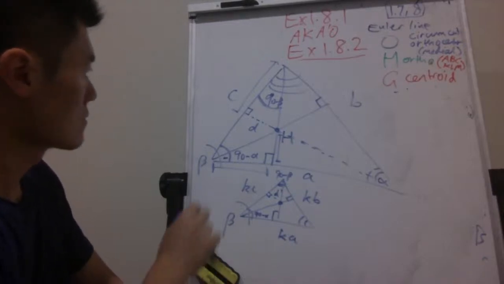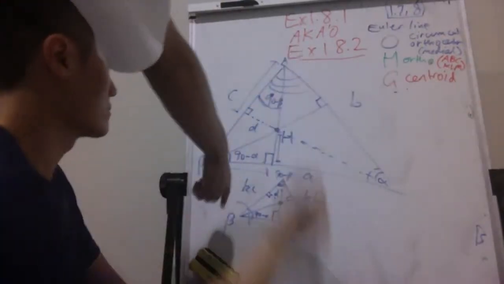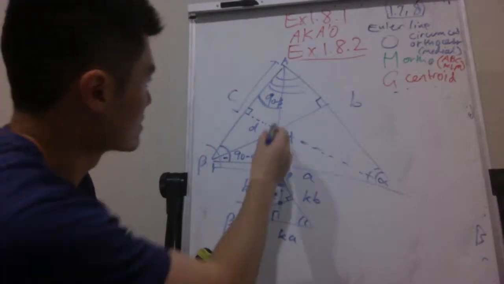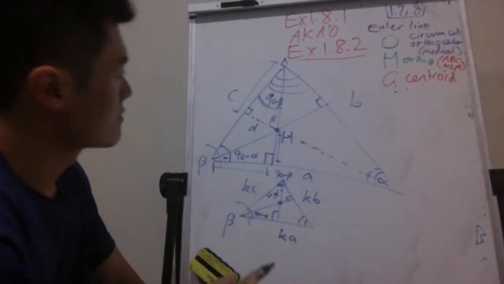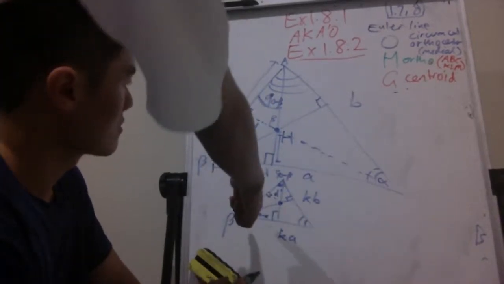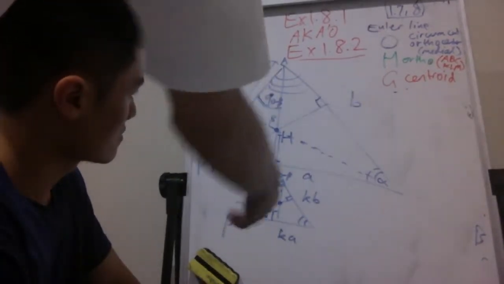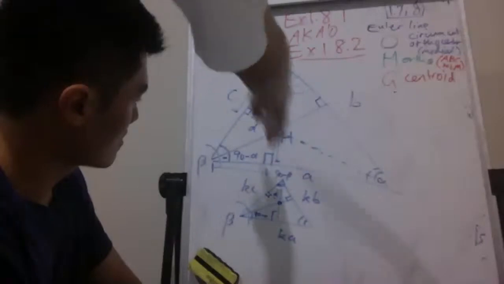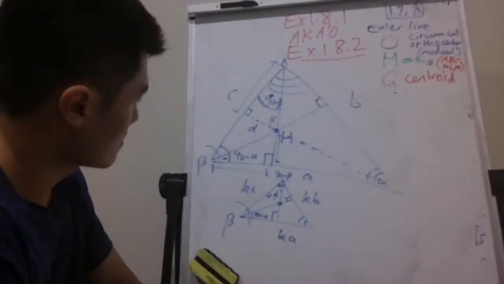Then you have two angles and a side dimension. This angle is beta, yeah? So these two angles are the same, right? Then these two triangles are similar, this one and this one. So then the altitudes should be similar.